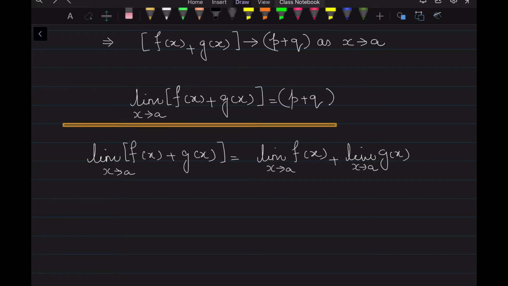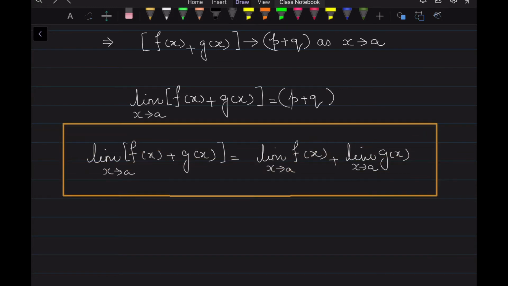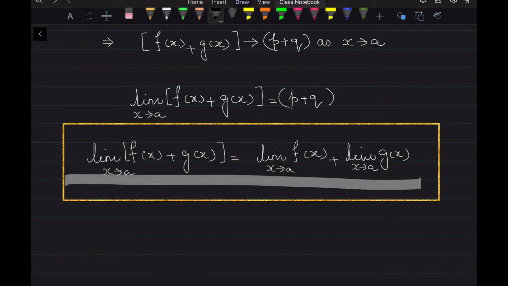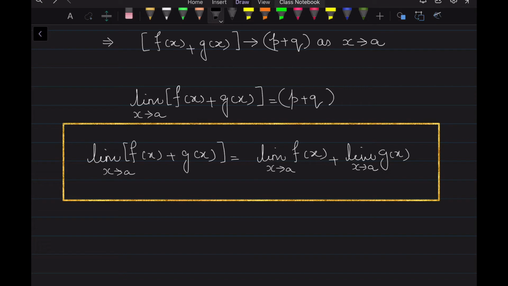And now we have arrived at an important result, and this is called the limit law of addition, which says that the limit of a sum is equal to the sum of the limits. Now this law together with more limit laws helps us determine the limit of a function as x approaches a without making the table of values and guessing the limit, or even without using the graphical representation of a function.